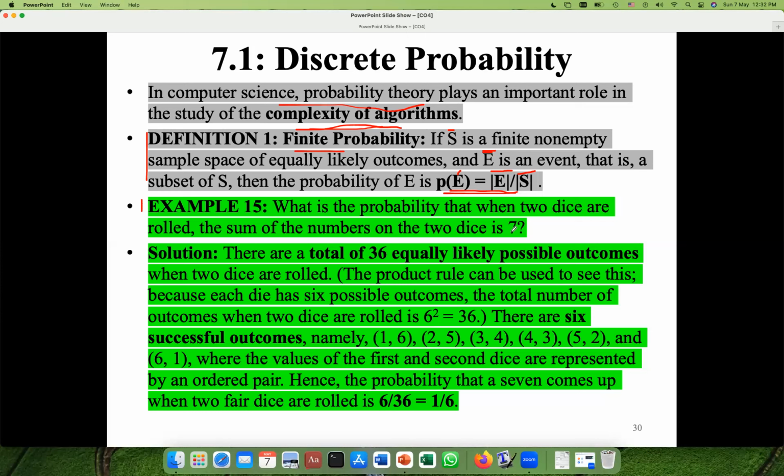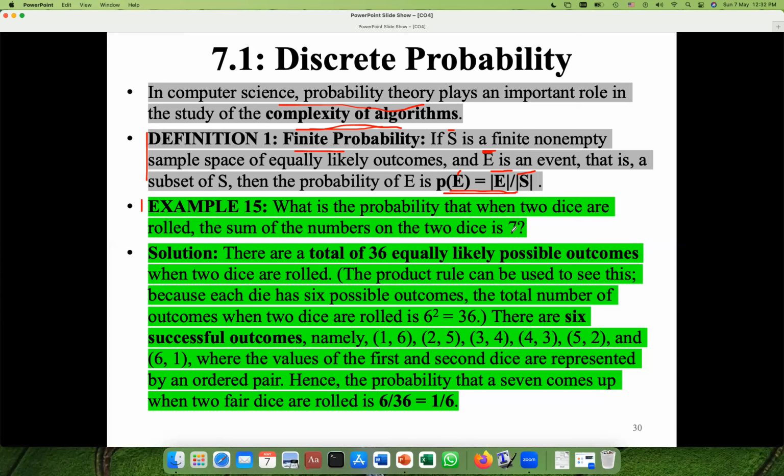What is the total number? What is the size of the space of dice 1? What is the size of the space of dice 2? 6 is the size of dice 1. 6 is the size of dice 2. So product rule, multiply them. 6 multiplied by 6, 36.